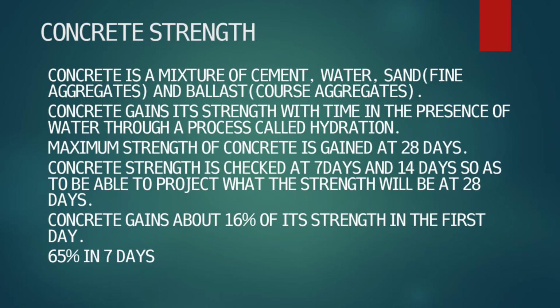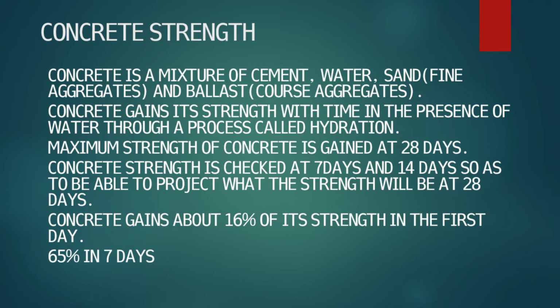When you cast concrete, it will gain its maximum strength at 28 days in the presence of water. But you will find that the concrete strength is normally checked at intervals, like at 7 days and 14 days, so that you can project what the concrete strength will be like at 28 days.